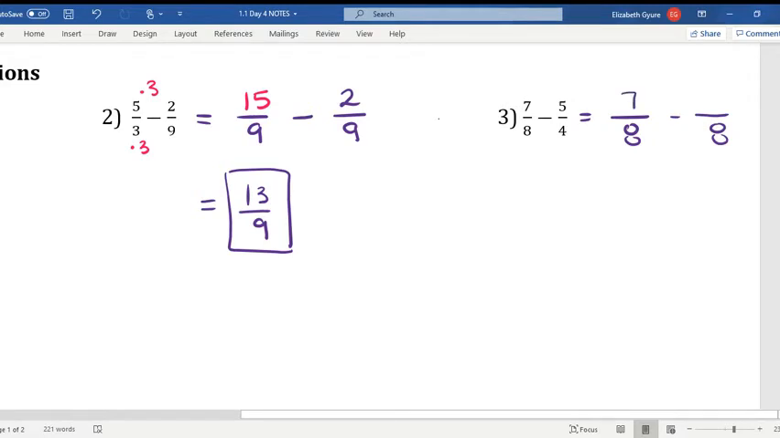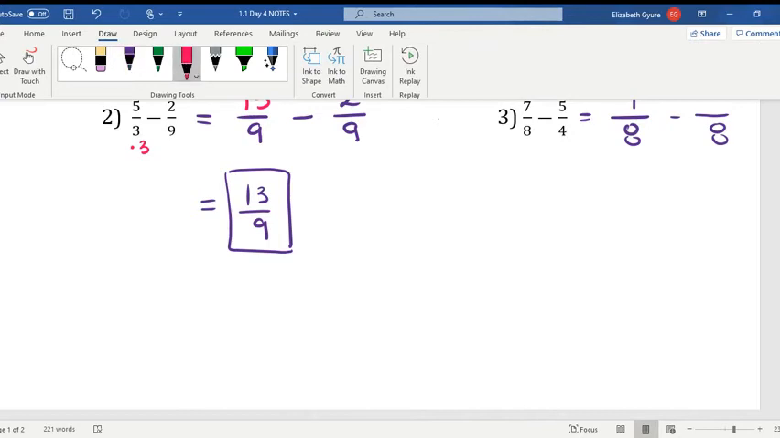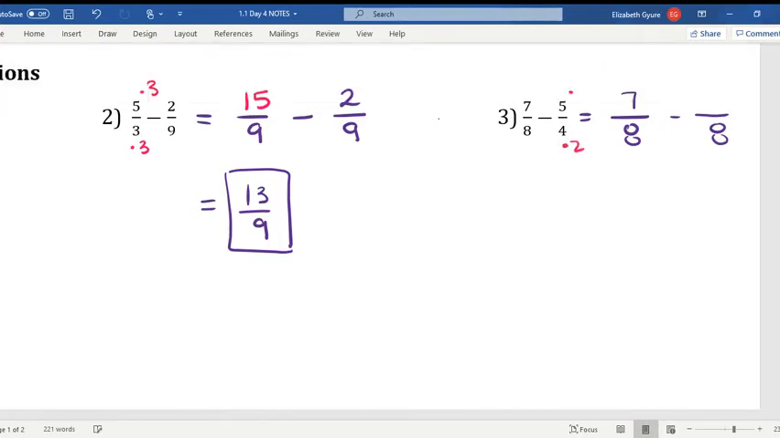No, just leave it as a 7, right? And then for the second one, Jaden, what do we have to multiply the second fraction by? 2. So multiply the top and the bottom by 2, and Jaden, the top's now going to become 10.